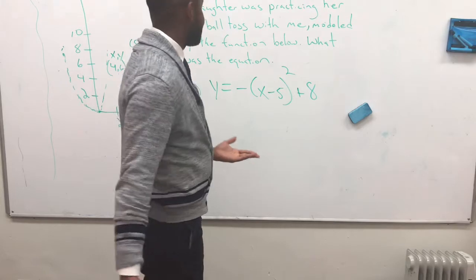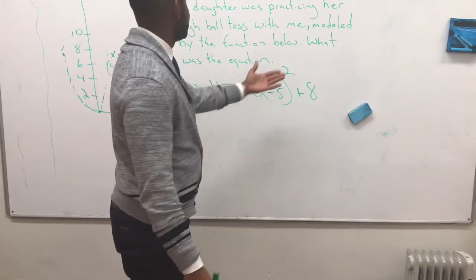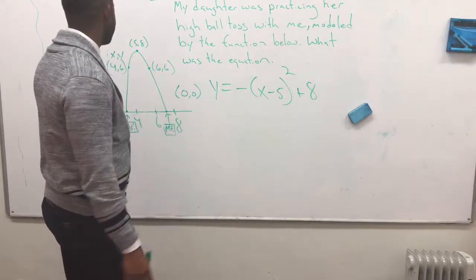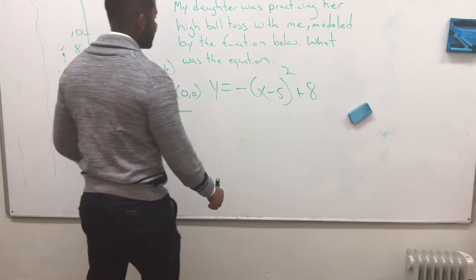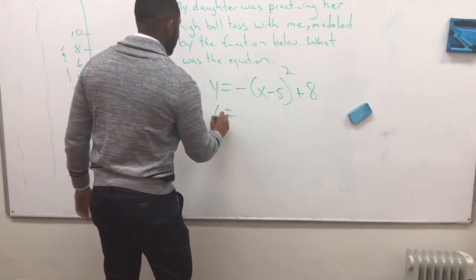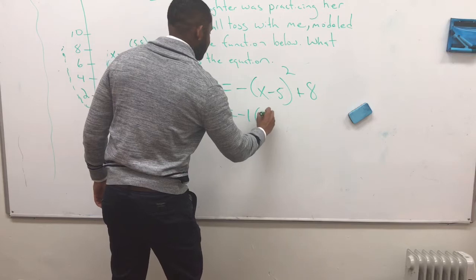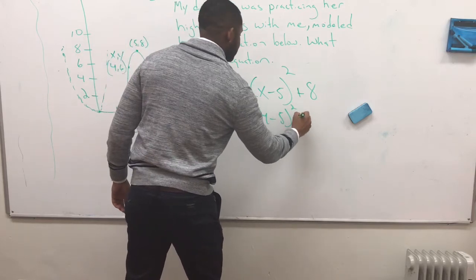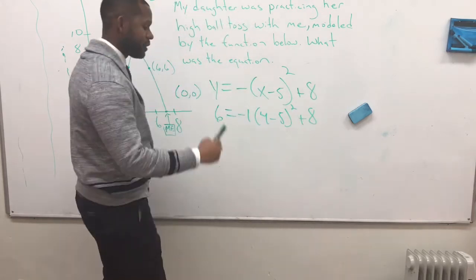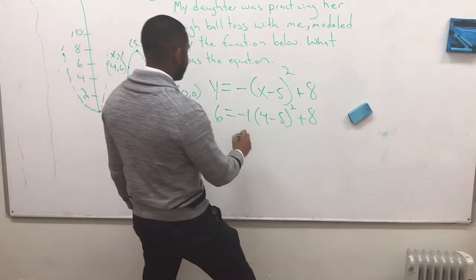Feeling pretty good about myself, so I'm gonna see, does this actually model this parabola? And I'm gonna use (4, 6). Okay, so y equals 6, x equals 4. Put the right numbers there this time, and let's see what happens.